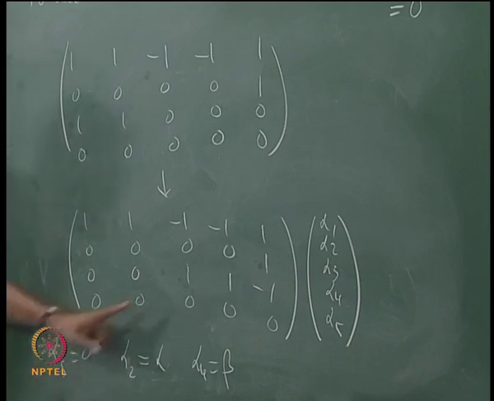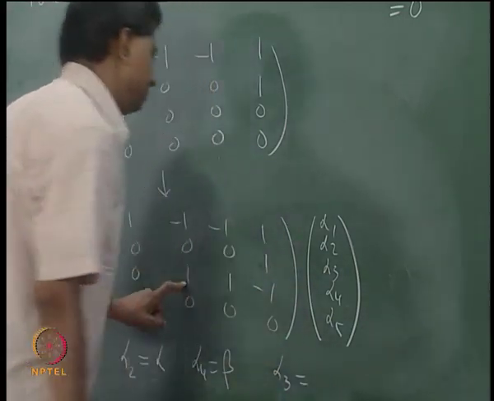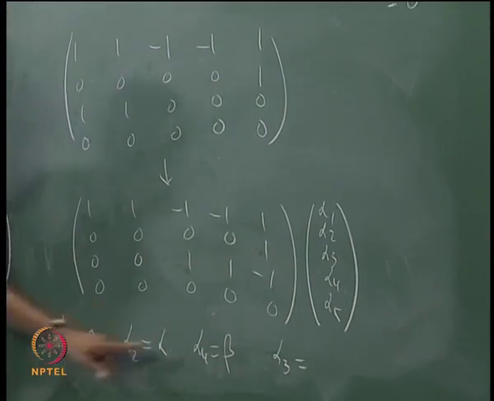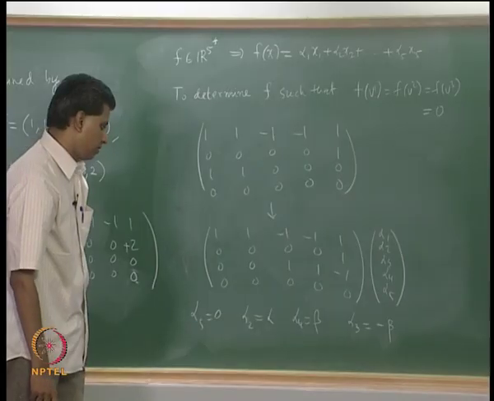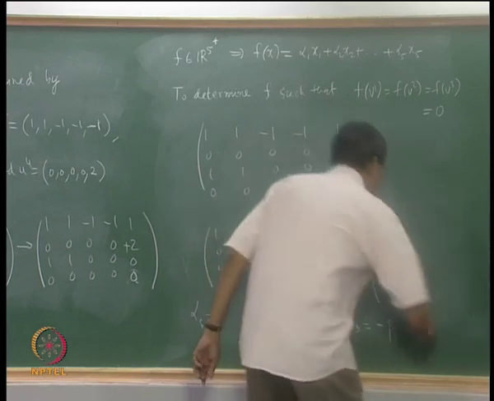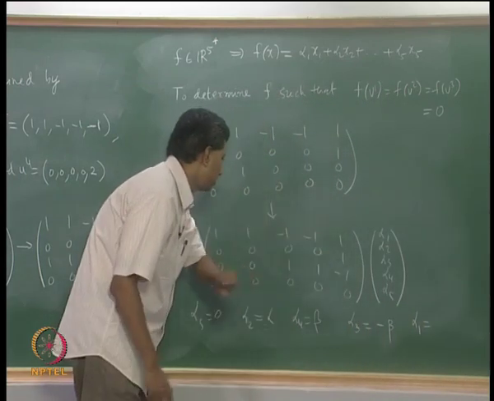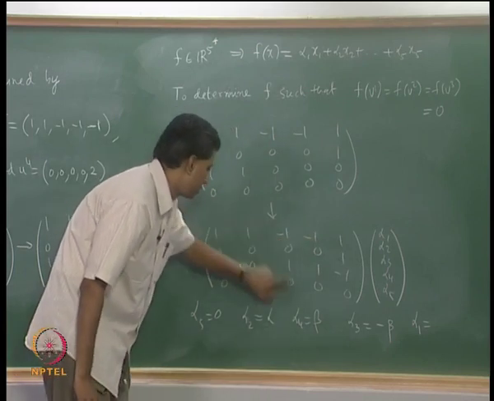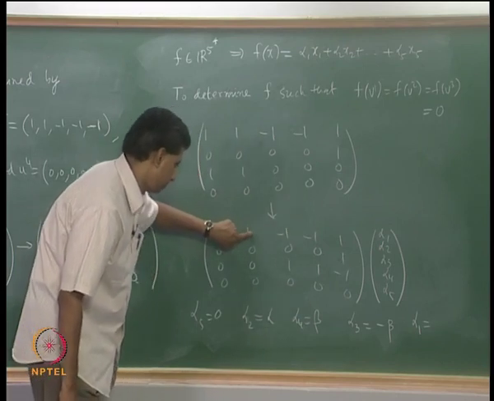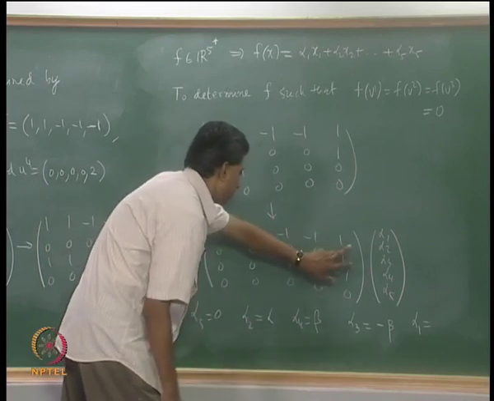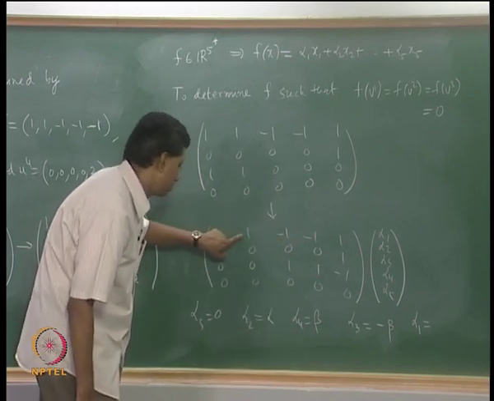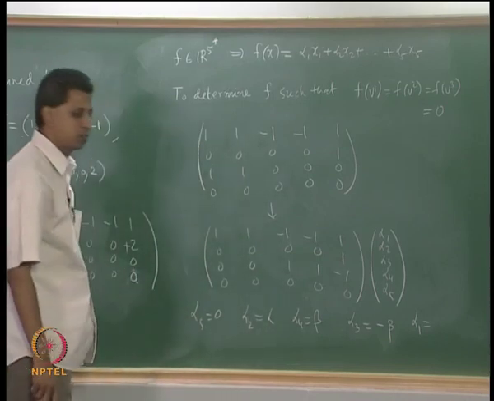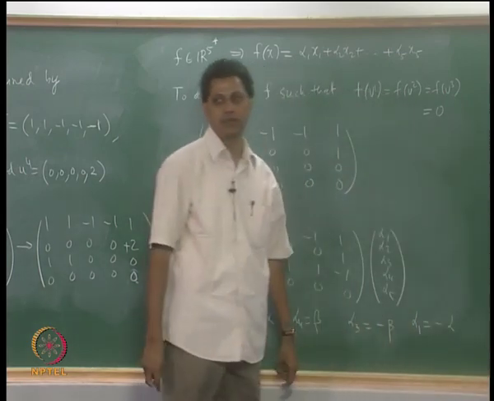Then determine the others. In particular, the third equation gives me alpha 3. Alpha 3 is alpha 5 minus alpha 4 minus beta. The first one should give me alpha 1. This is gone, alpha 4 plus alpha 3, beta plus alpha minus, sorry, alpha 5 is 0, alpha 4 plus alpha 3, that is 0. So alpha 1 plus alpha 2 is 0. So alpha 1 is minus alpha. Okay.